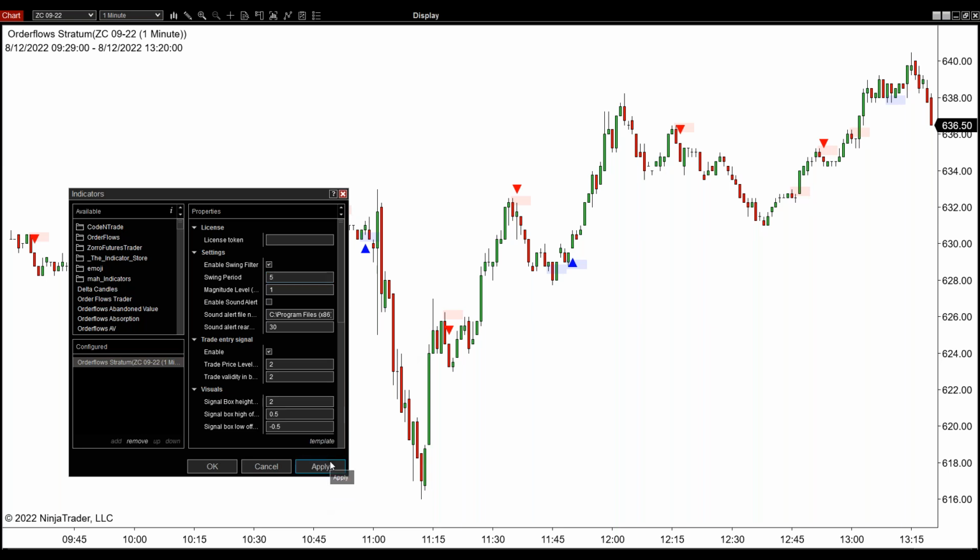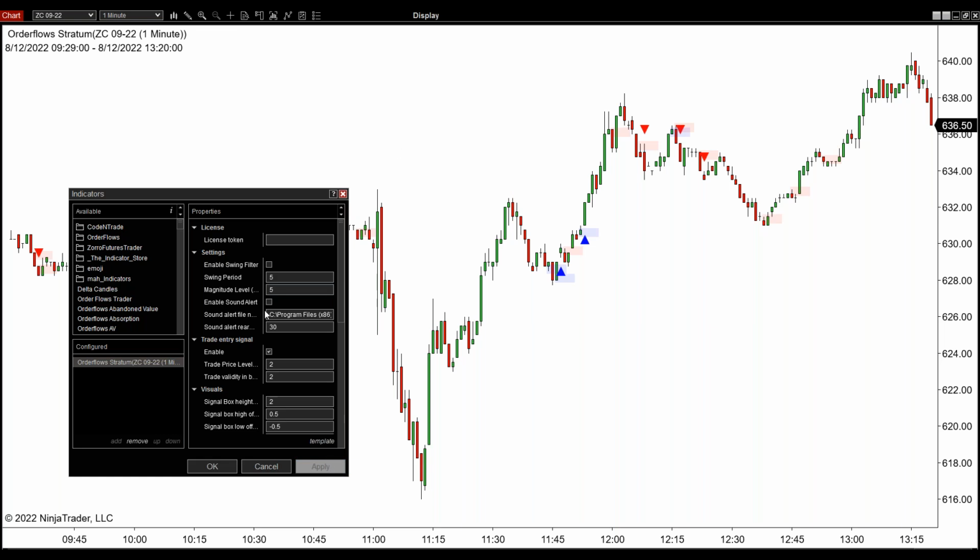I'm not sure about that one. So this is with the swing filter of 5, right? So you've got, though that one's still there, the short here, the short here. If you were to set, also I'll disable the swing filter and I'll set the magnitude level to 5 just to give you an idea.